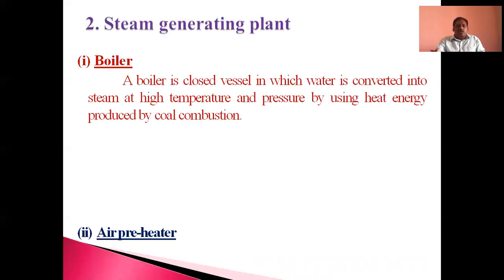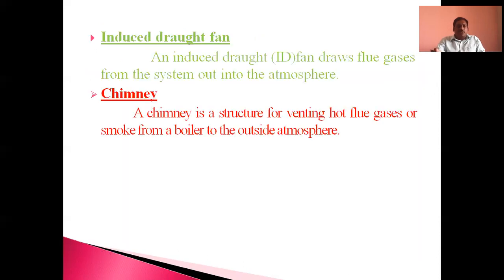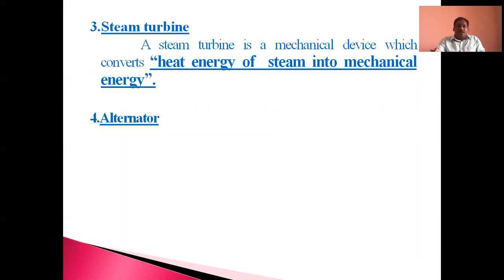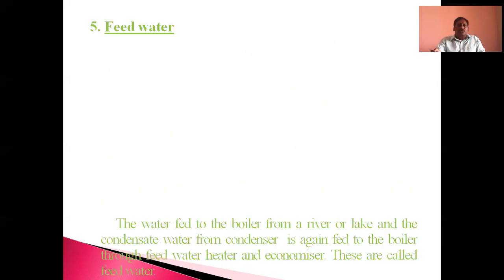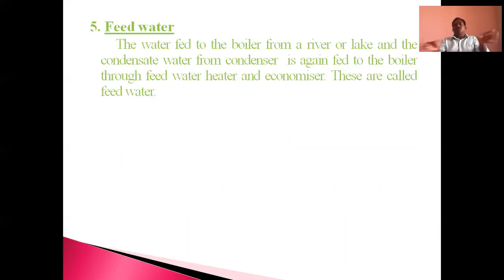And these are the main important parts. The third one is the steam turbine, the fourth one is the alternator, and the fifth one is the feed water. This is very much essential. If there is no water, there is no steam. If there is no steam, there is no conversion of electrical energy with the help of the alternator.